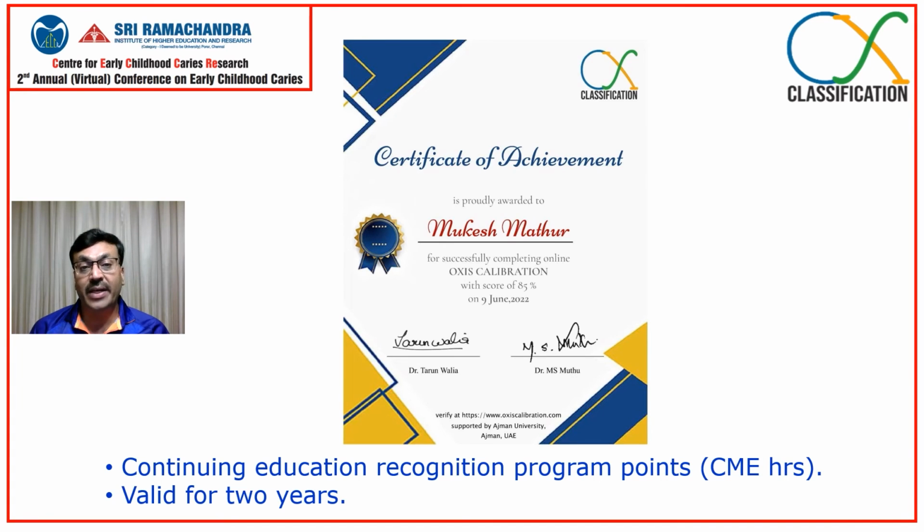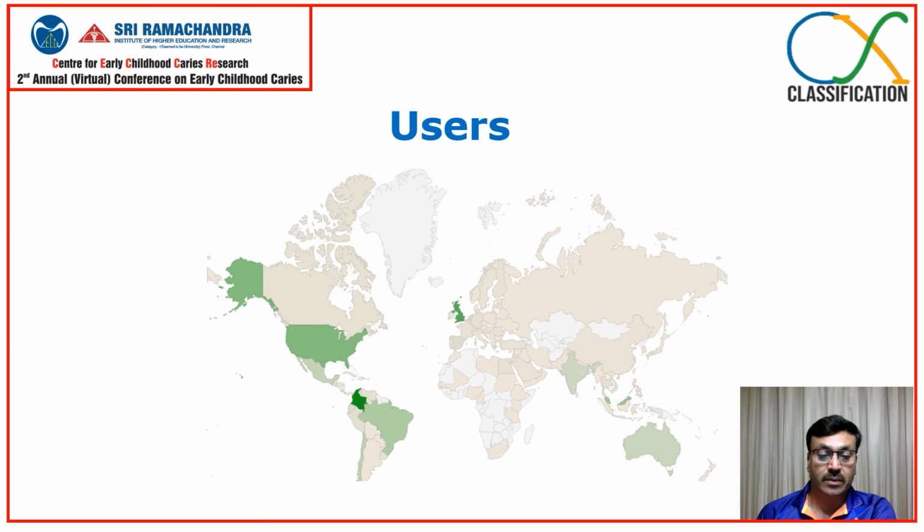The result will be valid for 2 years only, and one needs to calibrate again after 2 years as new information and evidence become available. This portal also has a search option to locate existing users of OXIS calibration, and will also allow us to evaluate how many persons from which part of the world or which regions have calibrated.